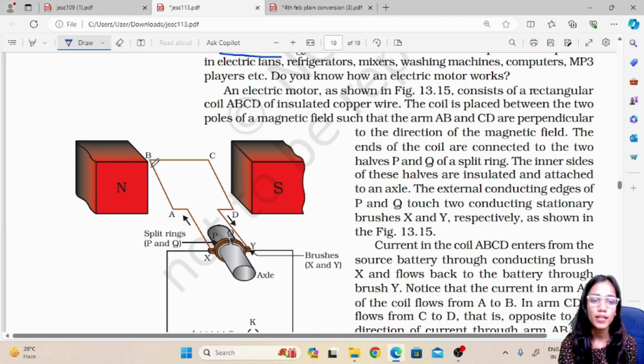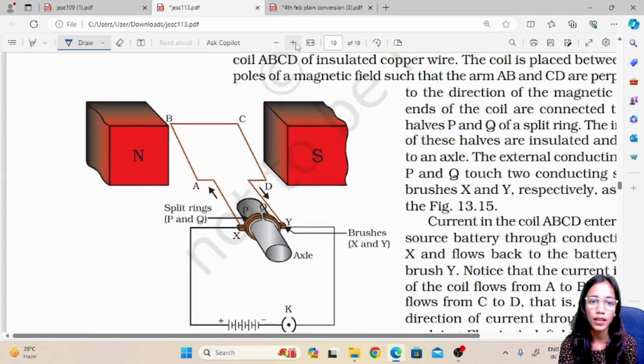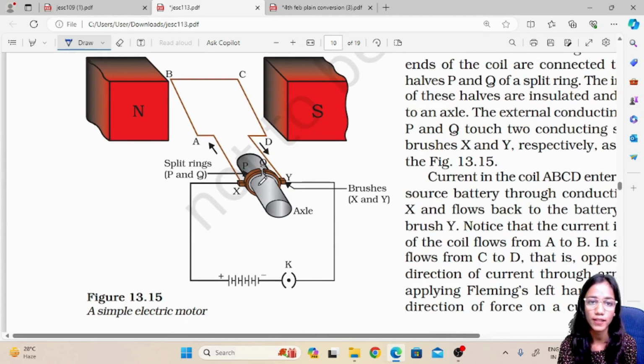Okay, now we can see that arm AB is connected to a ring over here. This ring is not a full ring. If you can see, it is a split ring. There is a cut in the middle. Okay, that is a split ring. AB is connected to the split ring P and arm CD is connected to the split ring Q. Now these halves are then connected to an insulated connection, that is an axle.